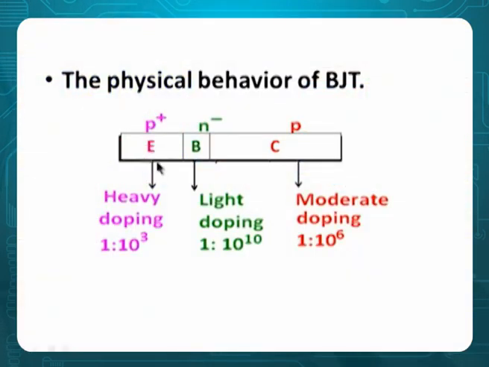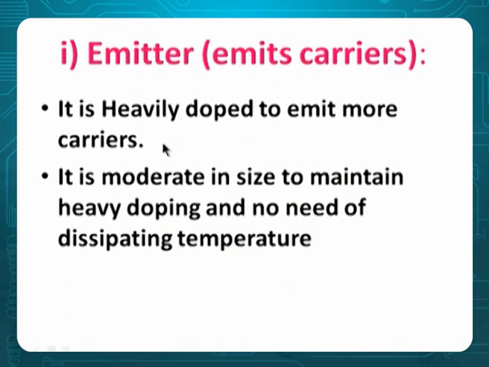Physical behavior of BJT. Emitter is heavily doped P+, base is lightly doped N-, collector is moderately doped, therefore it is P. Heavy doping means 1 in 10 power 3, light doping is 1 in 10 power 10, moderate doping is 1 in 10 power 6. And we need to understand why the doping is like that and why the sizes are like that. That's called manufacturing. Let's go one by one.